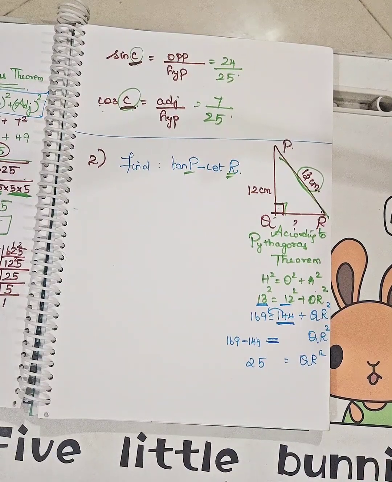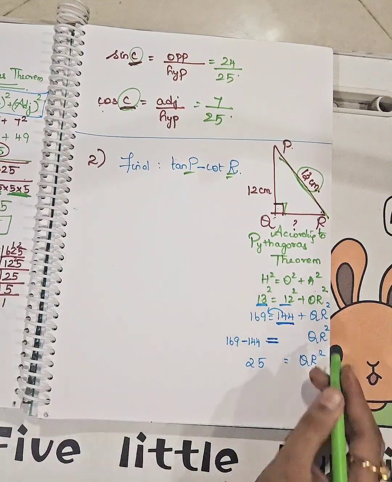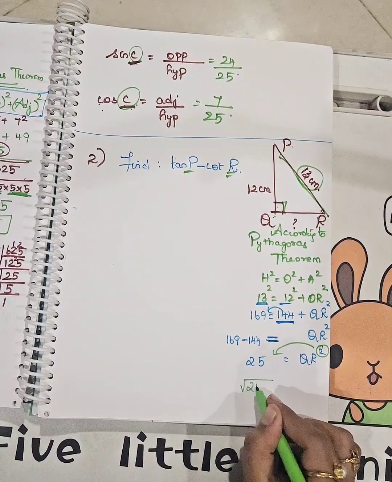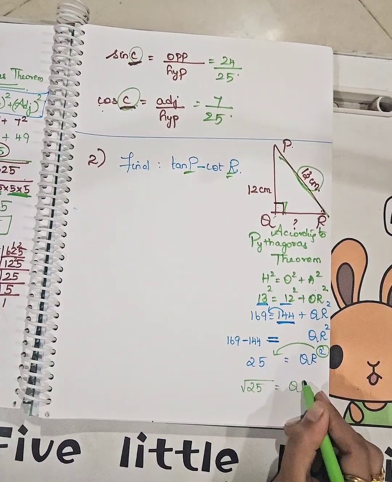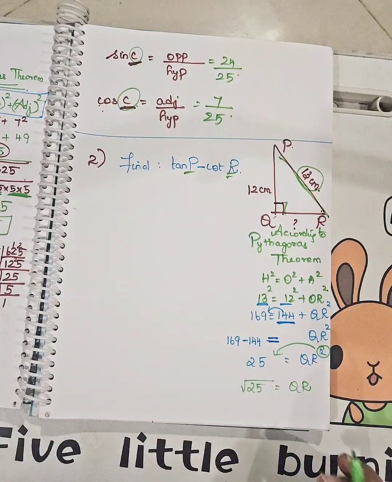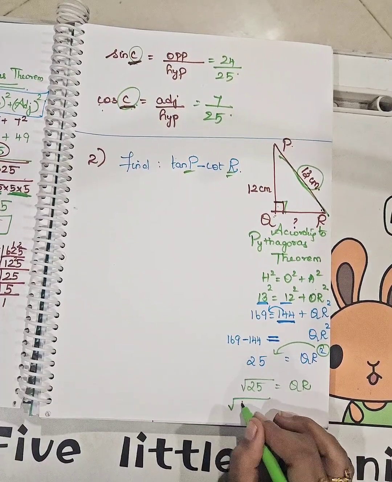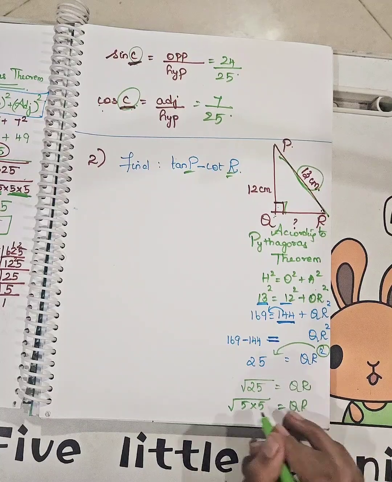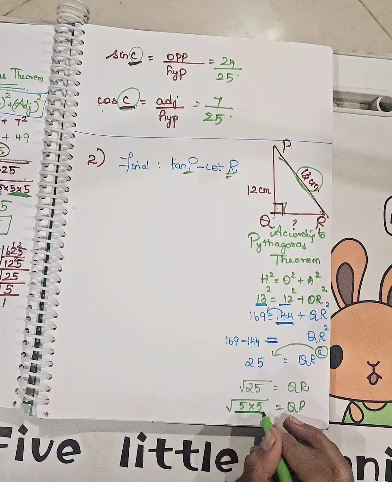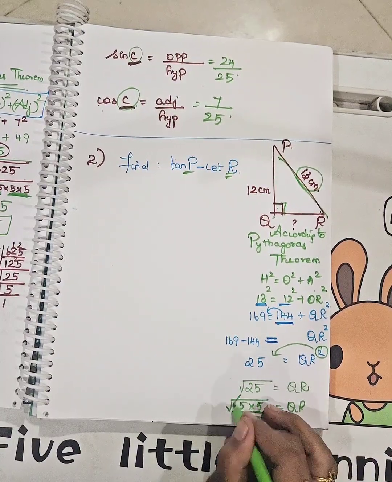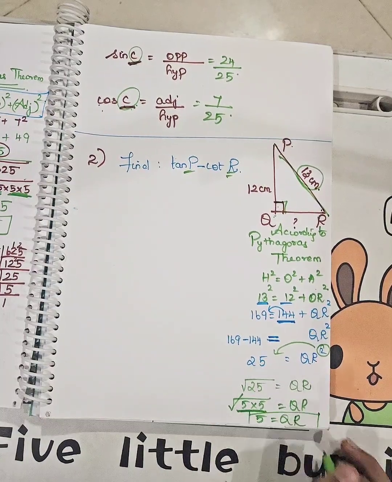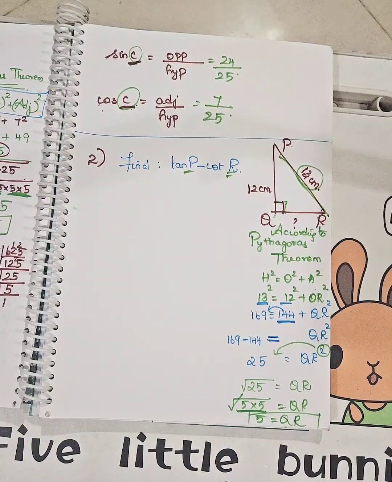Is this the answer? No. So again we are having a square, right? The square will go here and become square root of 25 is equal to QR. So how to find the square root? Write the factors for this. 5 5s are 25. Any number repeating inside the square root 2 times, you can pair it up and write it just one time, and the square root will be cancelled. So QR. Very, very simple. Hope you can understand, students. So QR is equal to 5.